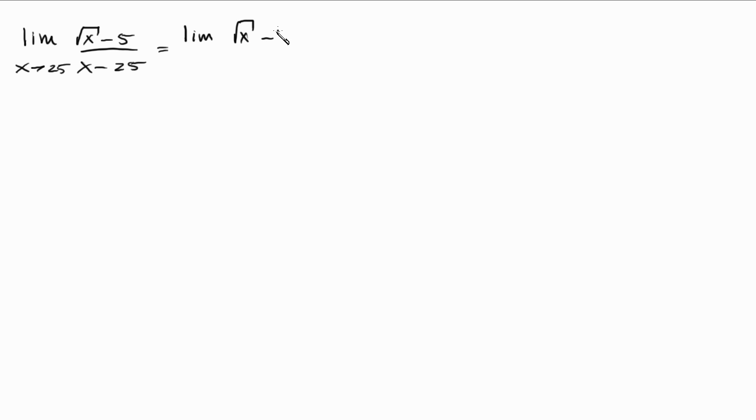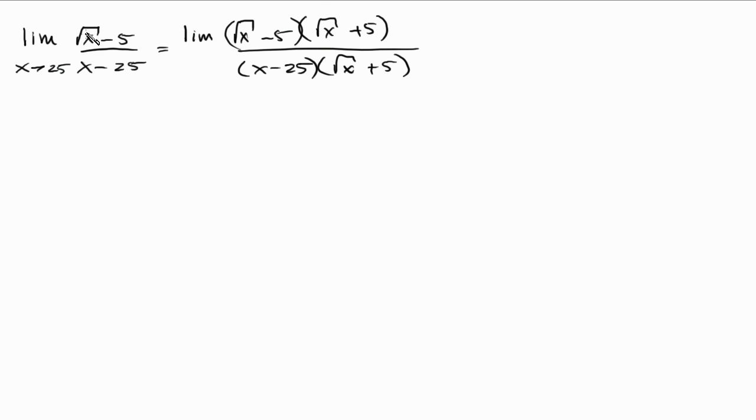So I've got the limit of the square root of x minus 5, times the square root of x plus 5, and on the bottom, x minus 25 times the square root of x plus 5. The conjugate of the square root of x minus 5 is the square root of x plus 5. So multiply that top and bottom. Now, as x approaches 25. On the top, again, I'm writing the lim because I'm just doing more algebra. I'm not plugging in anything, so I write the lim. Okay? So the top is of the form a minus b times a plus b.